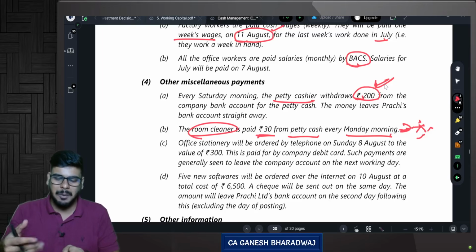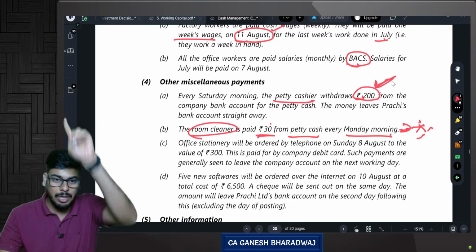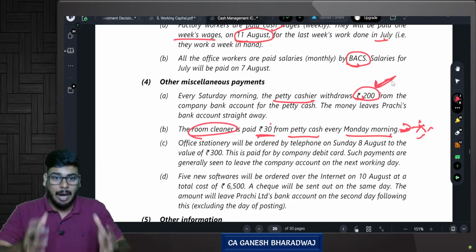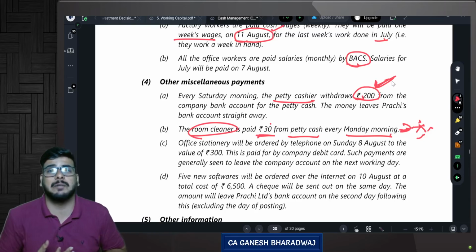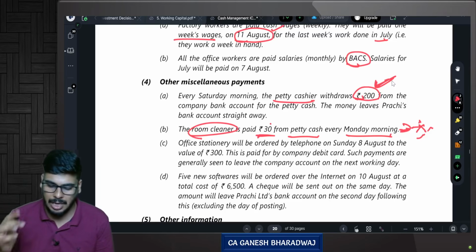Out of that only I am spending something. So obviously it will not impact my bank account now. When I withdraw 200 rupees, that will impact my bank account. From the amount withdrawn, if I am spending it, how will it impact my bank account? Are you clear with this? We are calculating the cleared funds forecast. Are you clear with this?